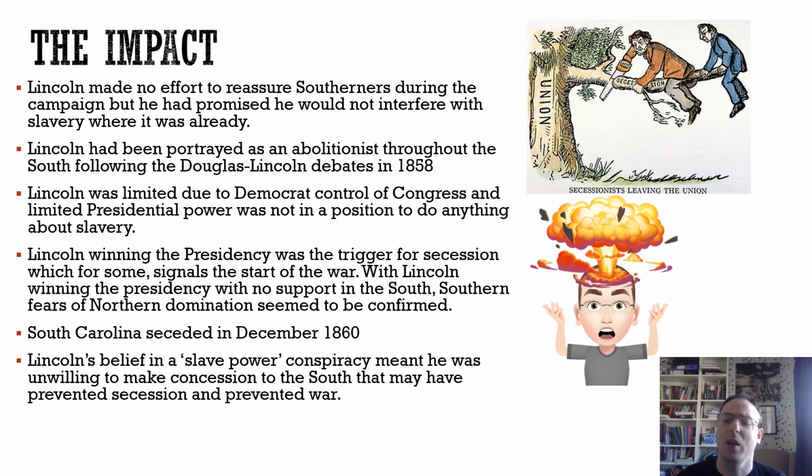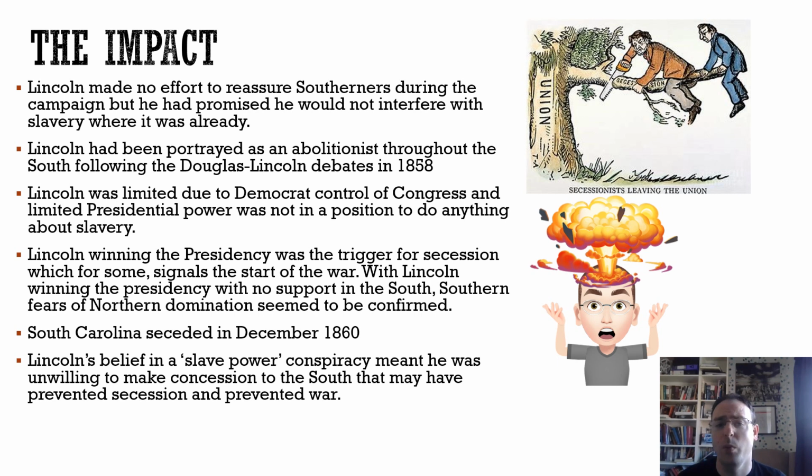Lincoln didn't really make any kind of effort, because he didn't campaign in the South. He didn't make any real effort to promise not to do anything or to do anything. But he had made that promise before. It's not widely reported in the South. He doesn't keep on saying it. In fact, he doesn't campaign, which is really the convention at the time. So he doesn't reassure the South, but he says he won't interfere with slavery where it already exists. He is portrayed across the South as an abolitionist. People go back to the Lincoln-Douglas debates.